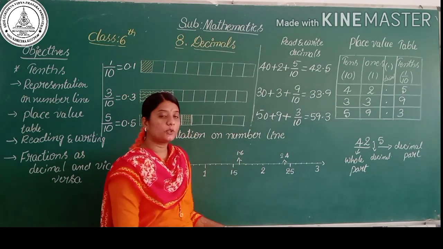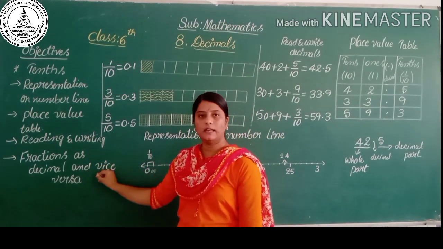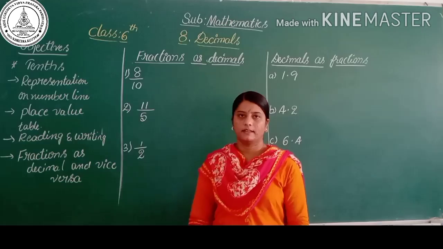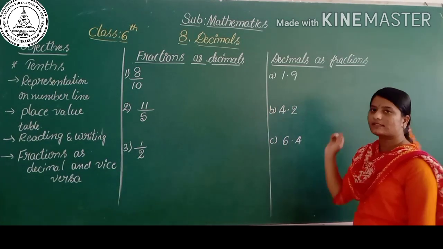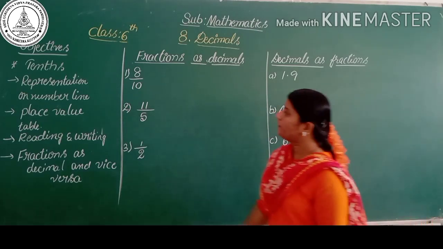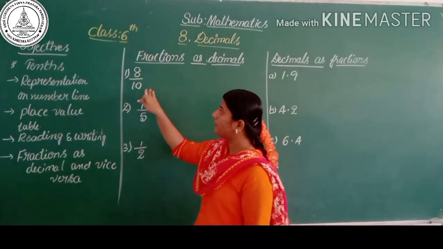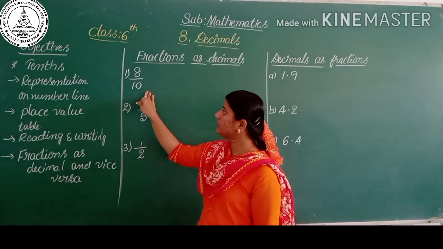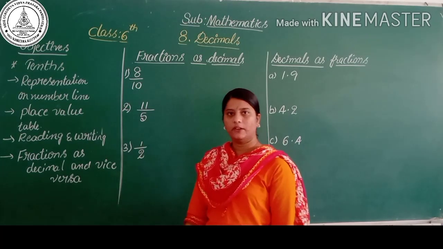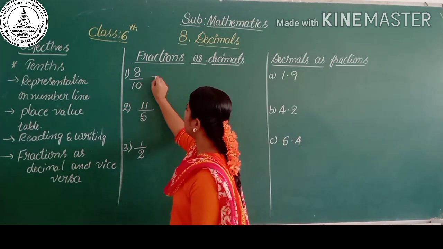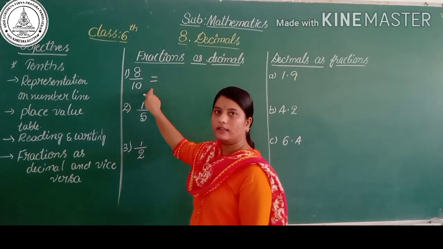Yes. Then let's go to the next one, fractions as decimals and vice versa. Let's see how to write fractions as decimals and decimals as fractions. First I have taken 3 examples. The first example is 8 by 10. How can we write this fraction in decimal form? So we can read it as 8 tenths.